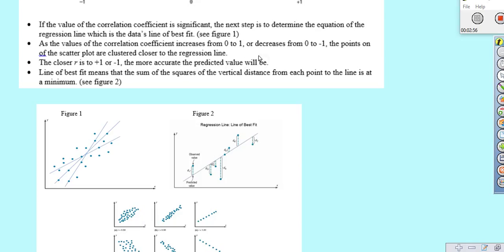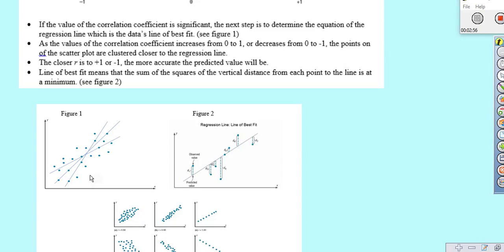And then, of course, the closer we are to positive 1 or negative 1, the more accurate our prediction value will be. So the whole idea of what we're looking for in this section is we've collected this sample data. We want to make an equation from this sample data, and from that equation we want to be able to make predictions. We're going to see that as we keep going on. That prediction leads us to this thing called a line of best fit.